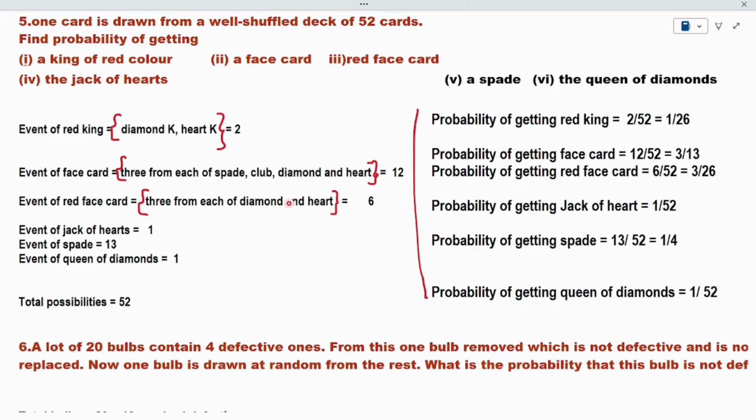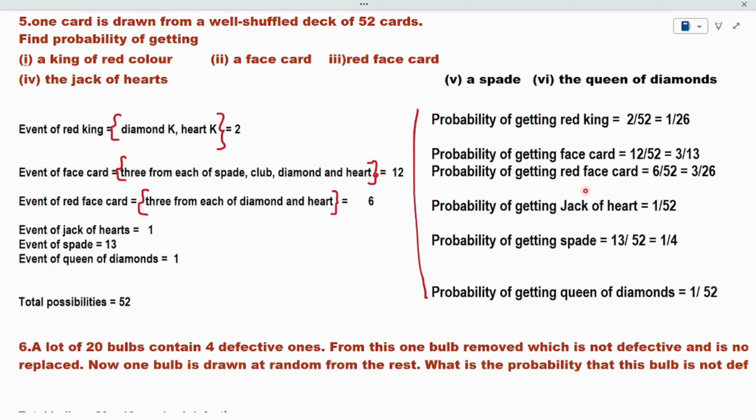Now we got the total possibilities as well as the event of each question. What to do now? We need to substitute in the formula of the probability. So the probability of getting the red king: the event of red king is 2, the total possibility is 52. By simplifying, we get 1 by 26. The probability of getting the face card: the event of face card is 12, the total possibility is 52. So 12 by 52, by simplifying, we get 3 by 13.